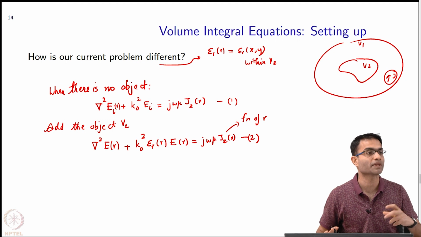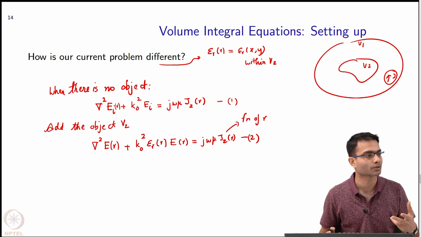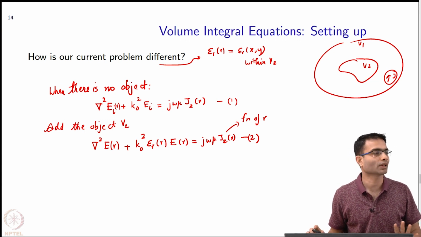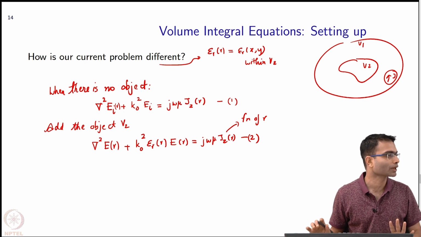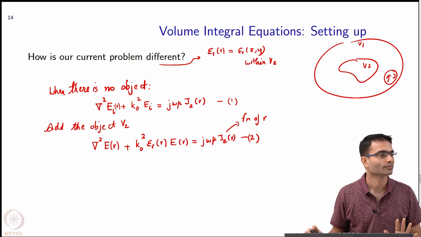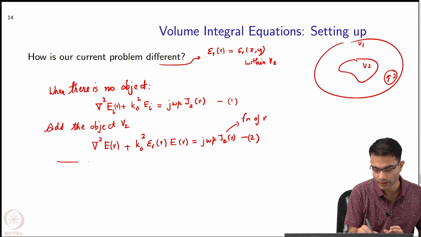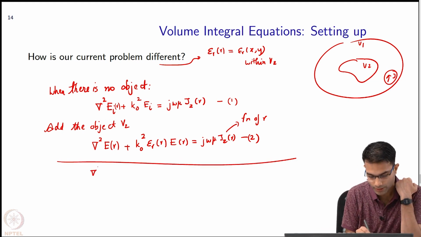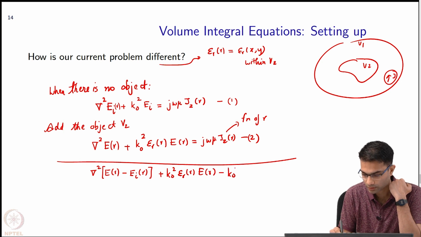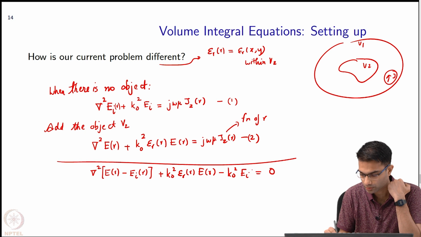The good thing is I do not have to specially say this is valid for region 1, this is valid for region 2, it is a general equation. Typically I do not know the current source and I do not want to get into the details of how the current is flowing in some antenna somewhere. So what can I do with these two equations to get rid of the current source? Subtract, right. So if I do that, what I get is del squared (E_R minus E_I), that is common. Then I have k naught squared epsilon_r E_R minus k naught squared E_I is equal to 0.